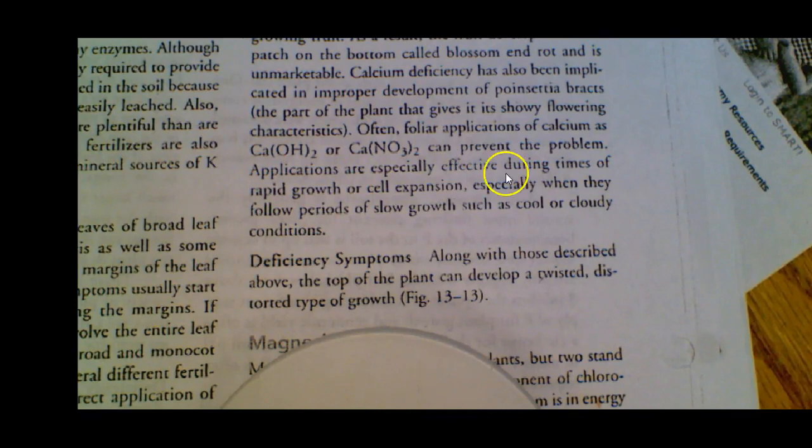Again, applications are especially effective during times of rapid growth or cell expansion, because these are available immediately, and especially when they follow periods of slow growth, such as cool or cloudy conditions. Okay, so for deficiency symptoms, along with what we've described above as far as the blossom end rot and the plant's collapsing, the top of the plant can develop a twisted, distorted type of growth. And I have never seen that in plants with calcium.